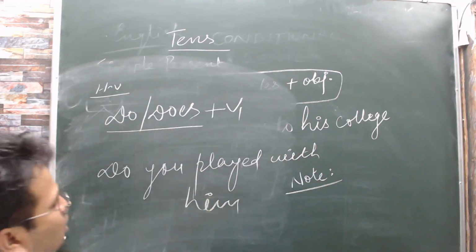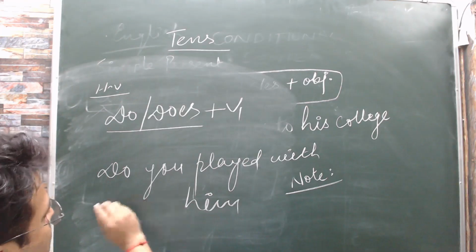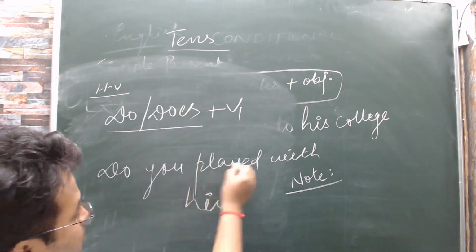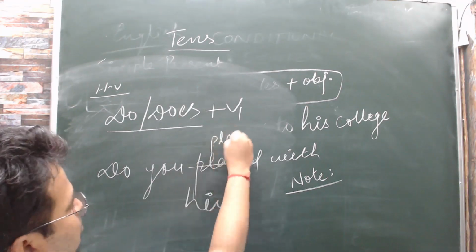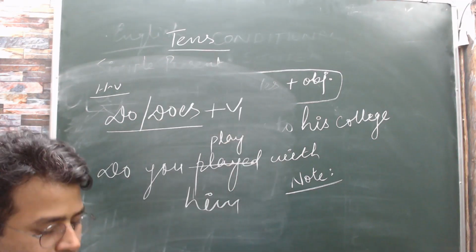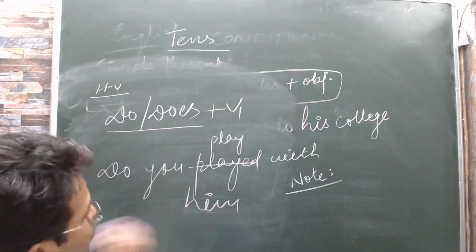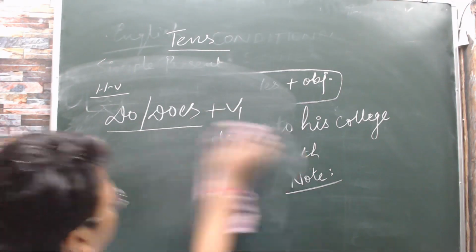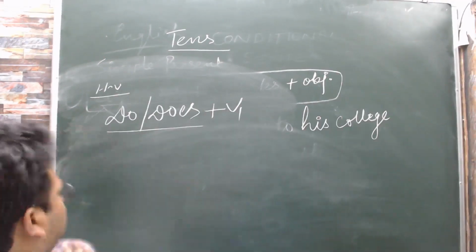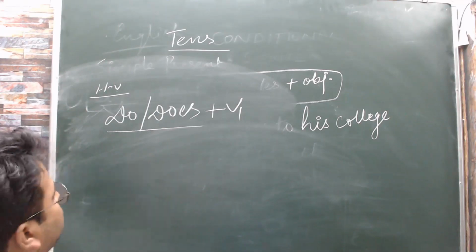Do you played with him? So this is a wrong structure. So what is the correct sentence? Do you play with him? Do you play with him? So generally, you will find the question comes from here in your SSC type of examination, SSC banking.